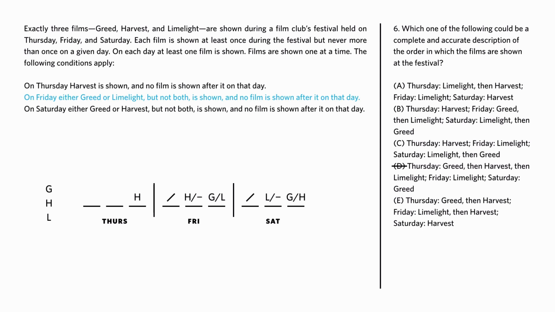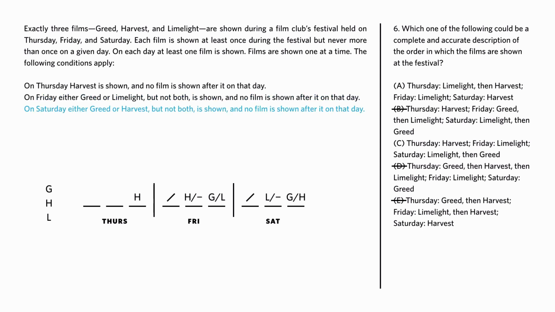Notice B violates this rule because it has G and L both on Friday, so we can eliminate B. C is okay, but E has problems because it has someone after Limelight. So we can eliminate answer choice E as well, based on the second rule.